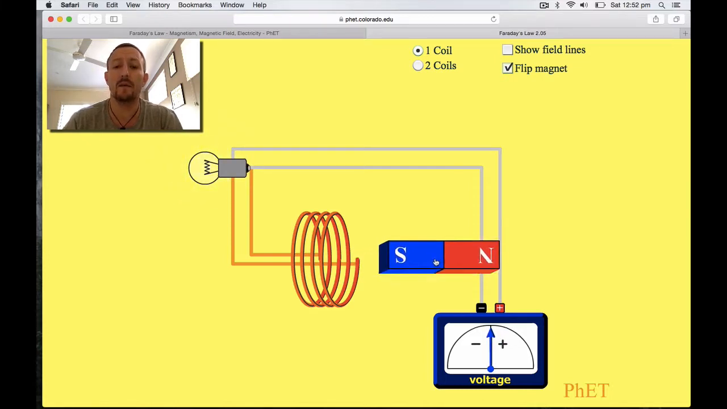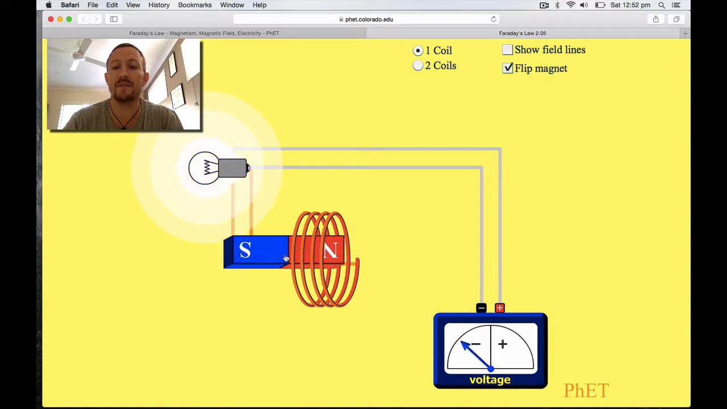Do it quickly. We get a massive movement. I'll just get it to 0 there. Pull it out quickly.